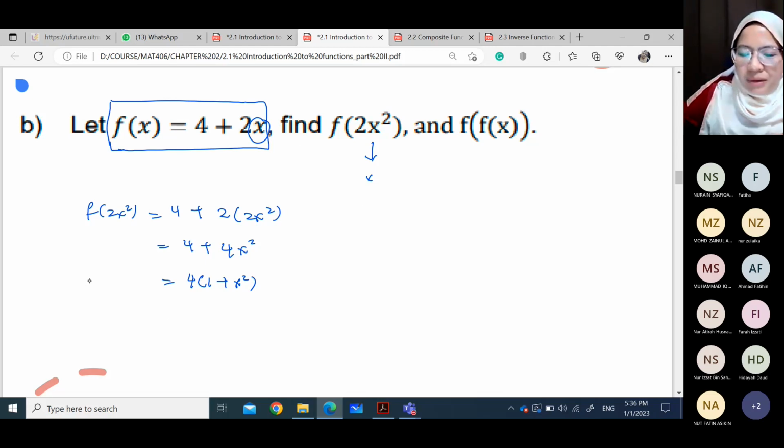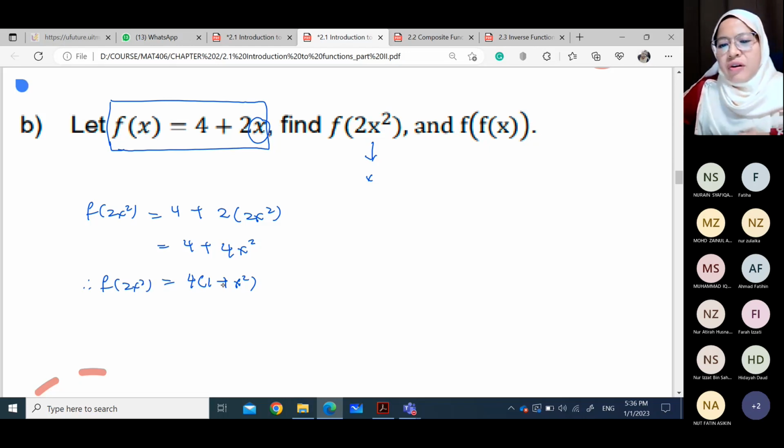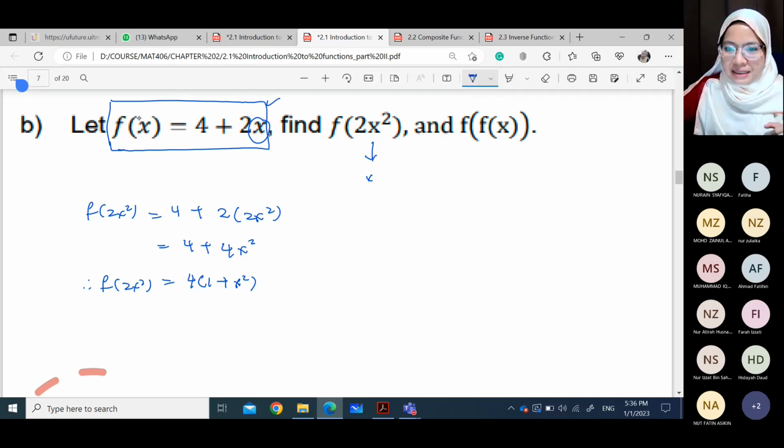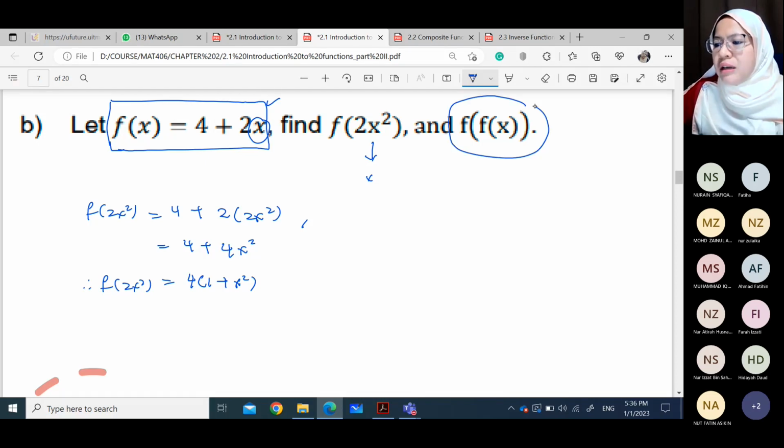Okay, boleh faham. So therefore function of 2x squared here is 4 times 1 plus x squared. So the original function here is this one, 4 plus 2x. Ini yang original lah. Okay, so kita just gantikan 2x squared into this x. Alright, so next this one. Macam mana pula kalau f function of the function?